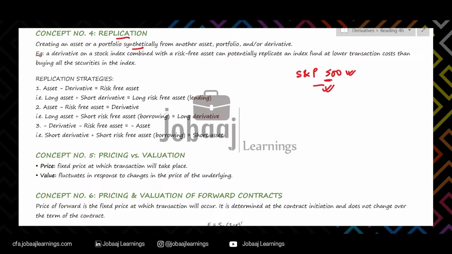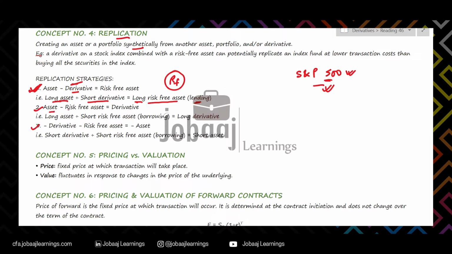Yes. So there are these replication strategies, where you can long an asset and short a derivative. The combination of these two will lead to a position that is equivalent to a long position in a risk-free asset. That means buying the asset and shorting the derivative on this underlying will create a position that will be equivalent to investing or lending in a risk-free instrument. Okay, you just remember this first strategy and then you can just transpose these variables on the other side of the equation to create the other two strategies.